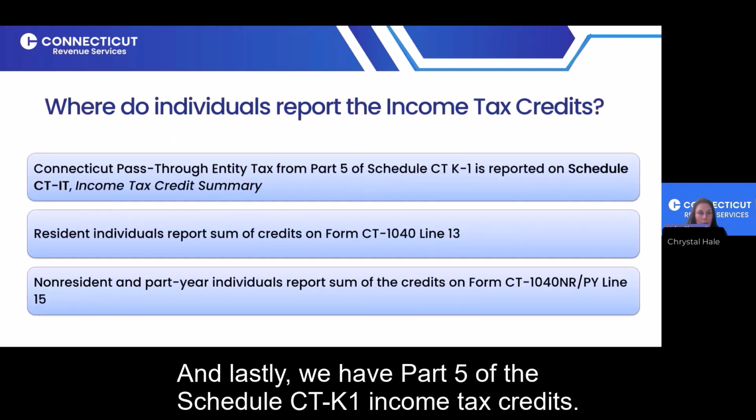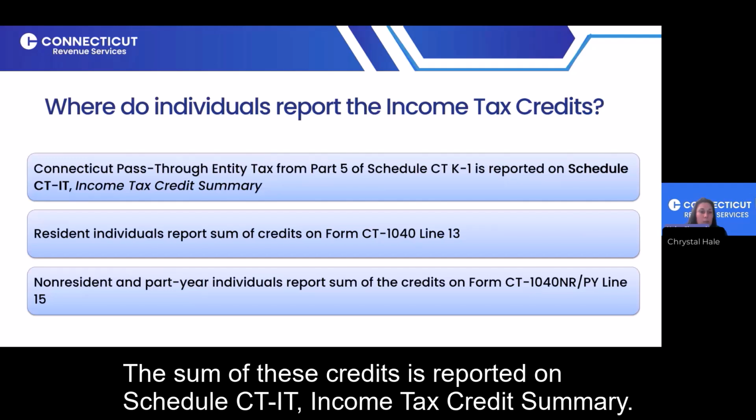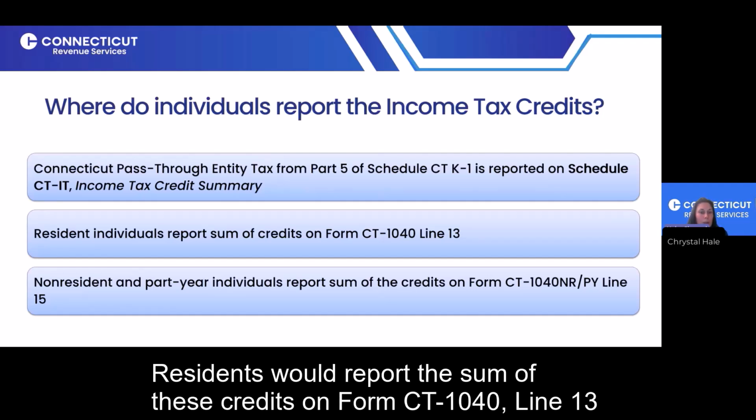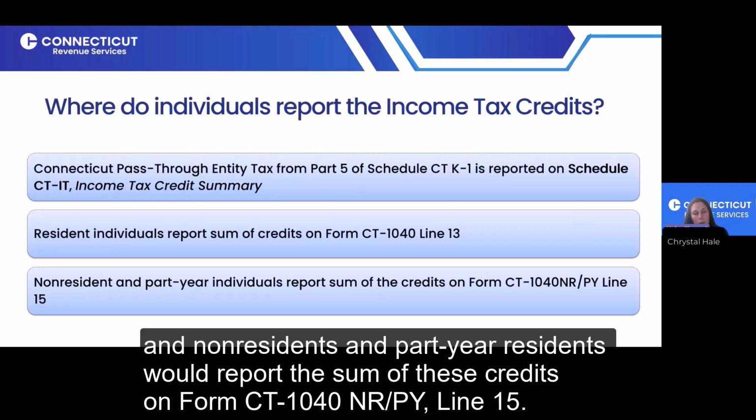And lastly, we have Part 5 of the Schedule CTK1, Income Tax Credits. The sum of these credits is reported on Schedule CTIT, Income Tax Credit Summary. Once again, these credits did exist prior to 2024, as did this Schedule CTIT. Residents would report the sum of these credits on Form CT 1040, line 13, and non-residents and part-year residents would report the sum of these credits on Form CT 1040 NRPY, line 15.